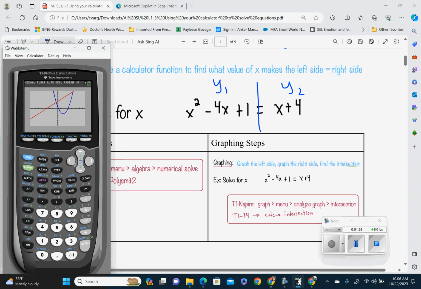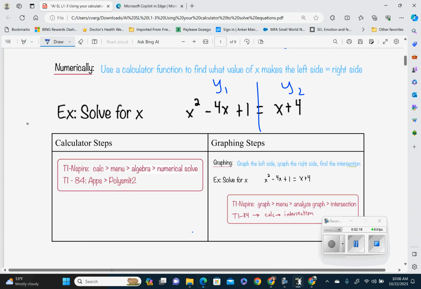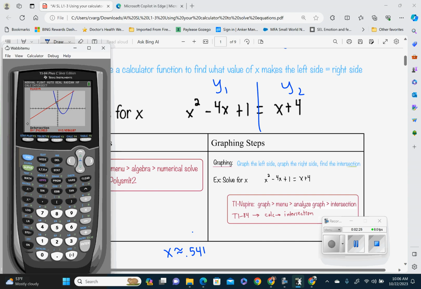So you hit second trace, which is calc. Option number 5 is called intersection. So you hit number 5, you go close to the point where they meet, and you hit enter, enter, enter 3 times, and it gives you an answer, right? 0.541 in 3 significant figures. So that's one of your answers, right? X is about 0.541.